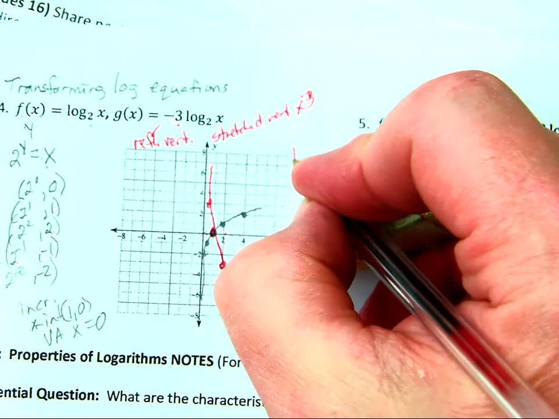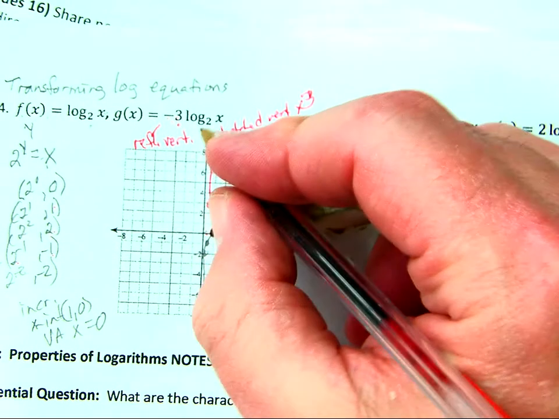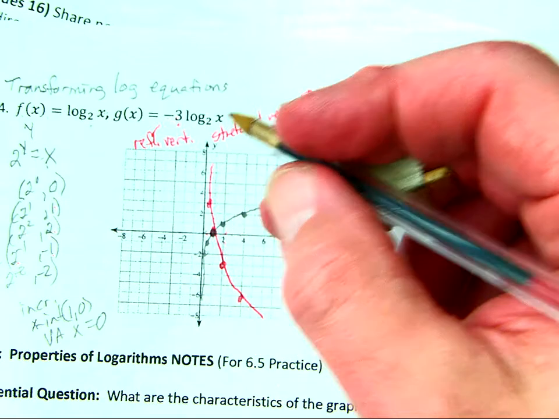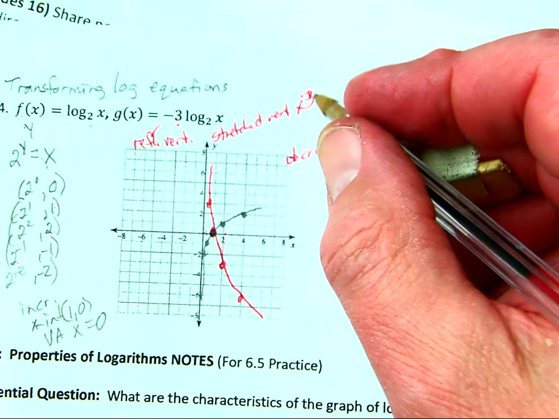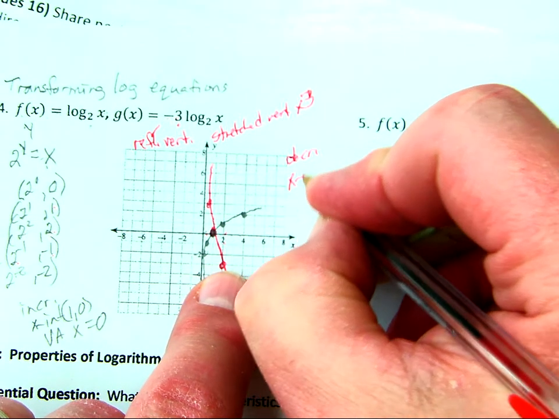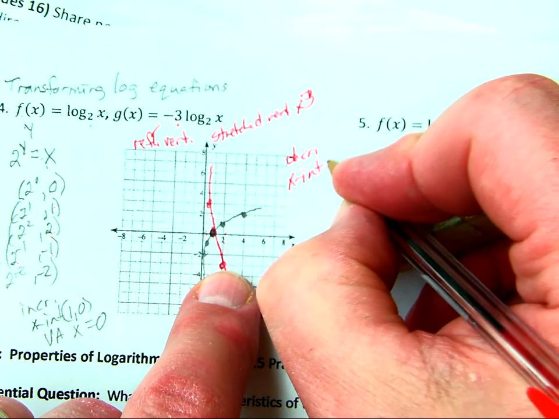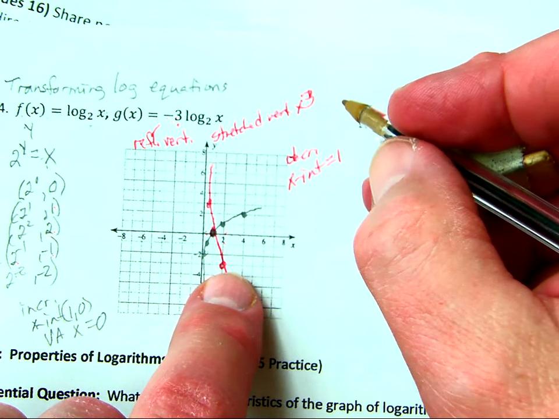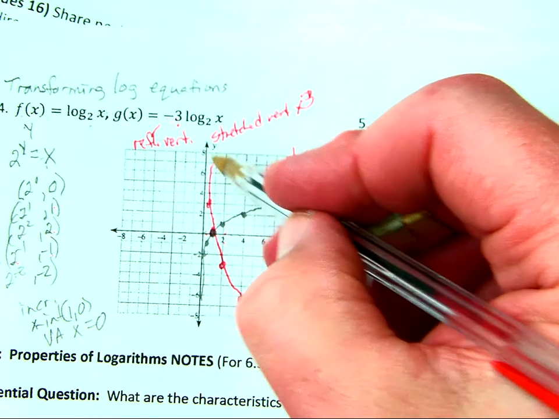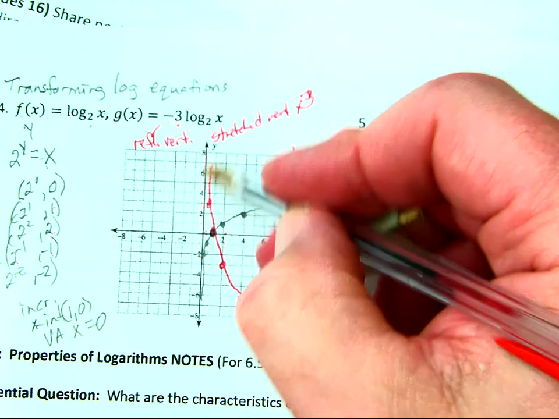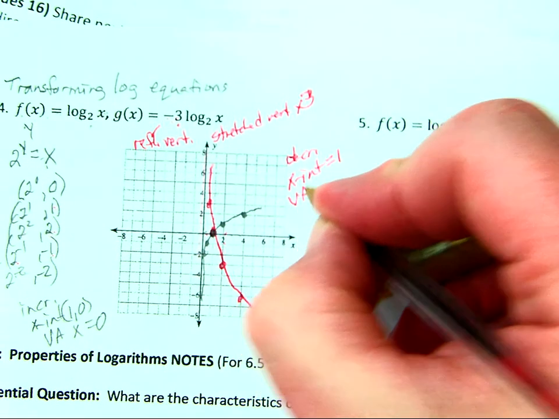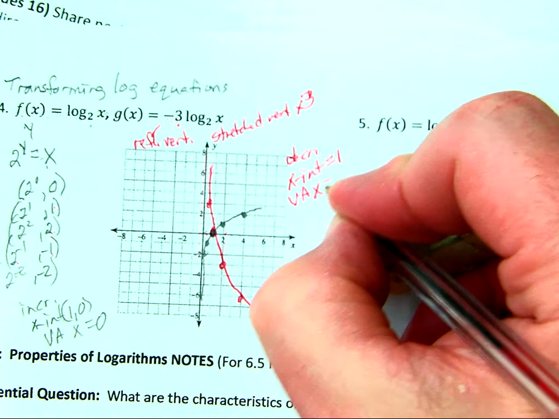So now it's decreasing, which makes sense because the negative flipped it over, so it turned from increasing to decreasing. It still has an x-intercept at 1, the point 1, 0, and it's going to come up here and get closer and closer to the y-axis, so it has a vertical asymptote of still x equals 0.